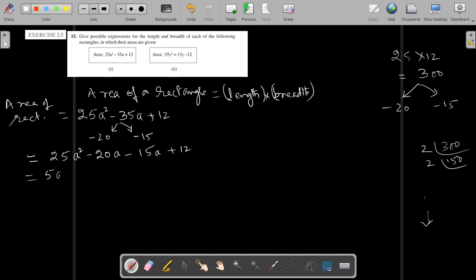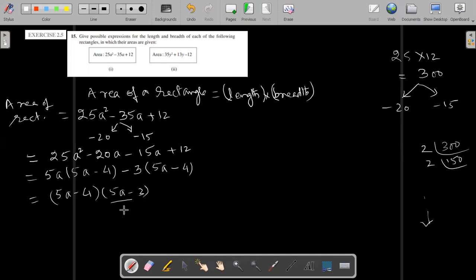So we can take out 5a. 5 5s are 25, 5a is left; 5 4s are 20, so 25a minus 4. Correct. Here minus 3 is common. So 3 5s are 15, 5a; this plus will become minus; 3 4s are 12. Now again 5a minus 4 we can take out. So 5a minus 4 into 5a minus 3.